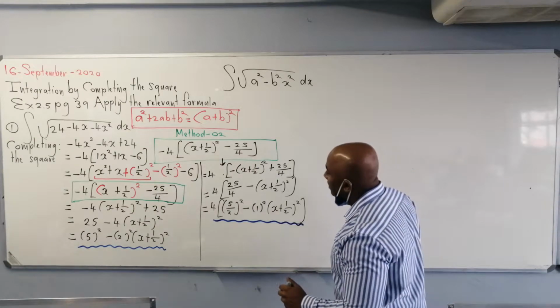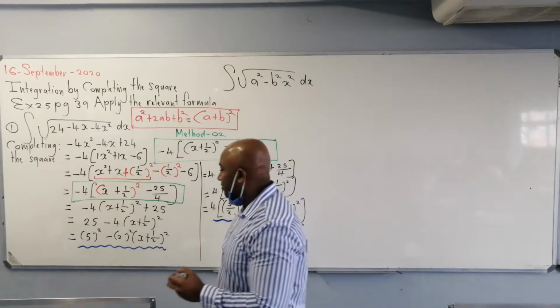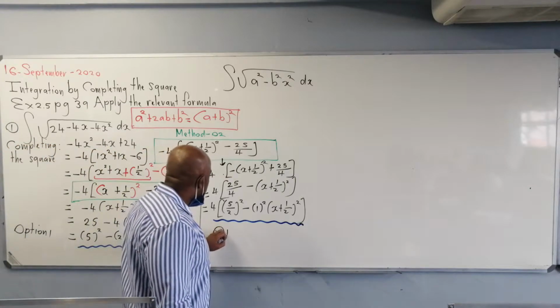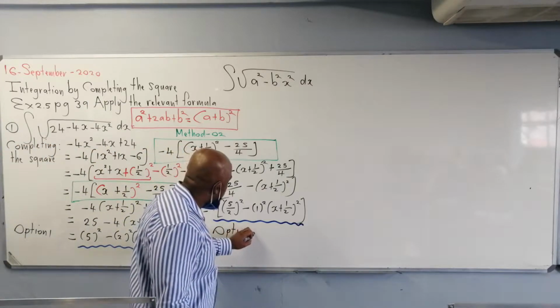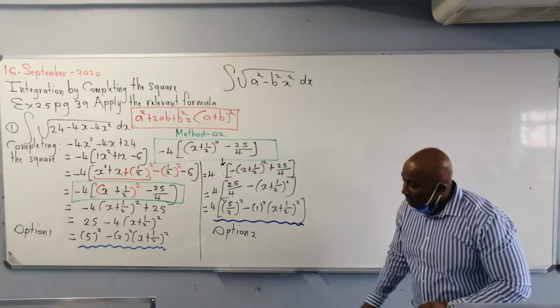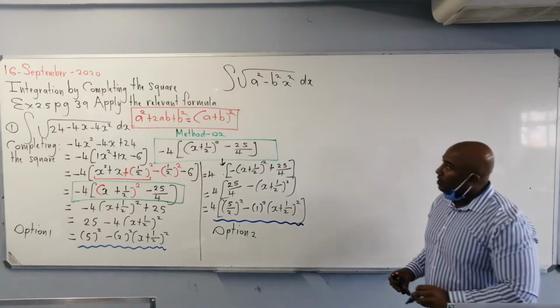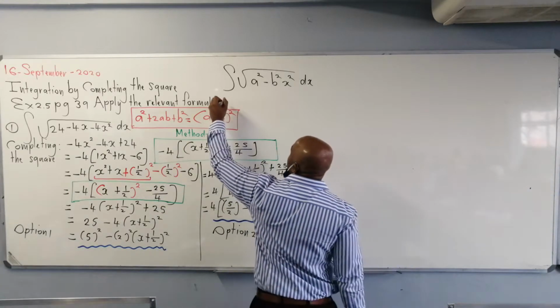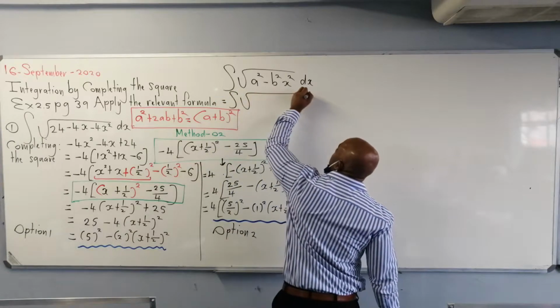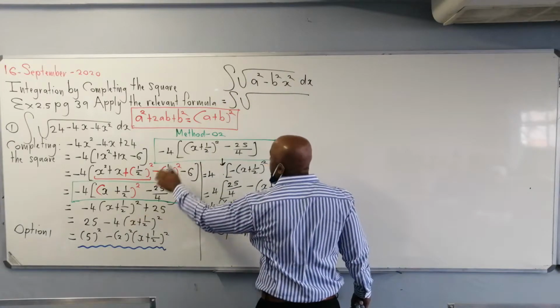So let's go with option number 1 first. So let me label this as option 1, and this one here is option 2. Alright, so let's go with option 1 first, the one that we did yesterday. So option number 1 now, we will substitute.